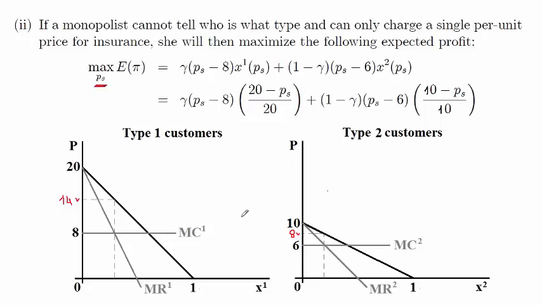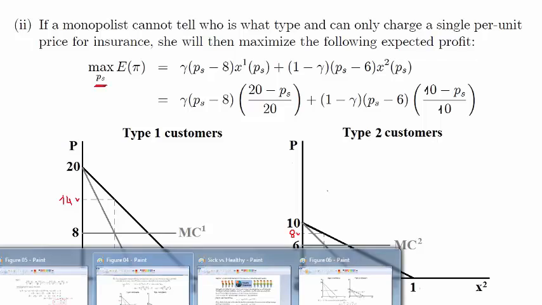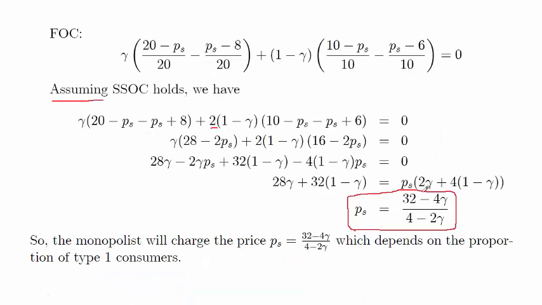Of course, there are other numbers in there, like 32 and 4. These will just be constants, derived from our problem and our condition. So that is our price, and that's the answer. That's the solution to part 2 of the problem.